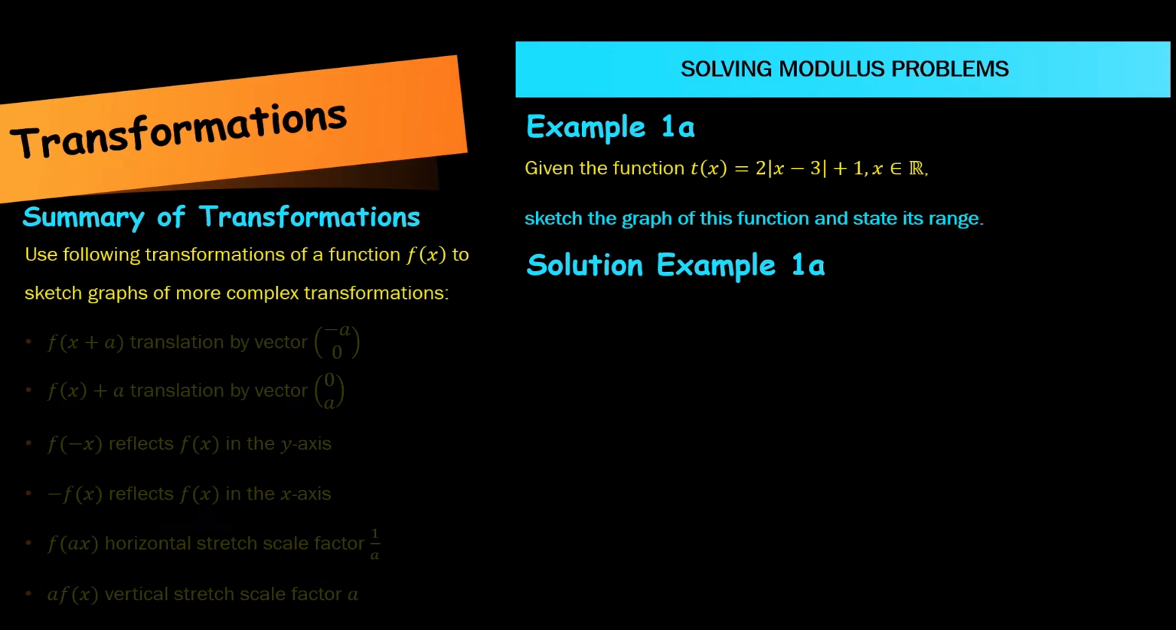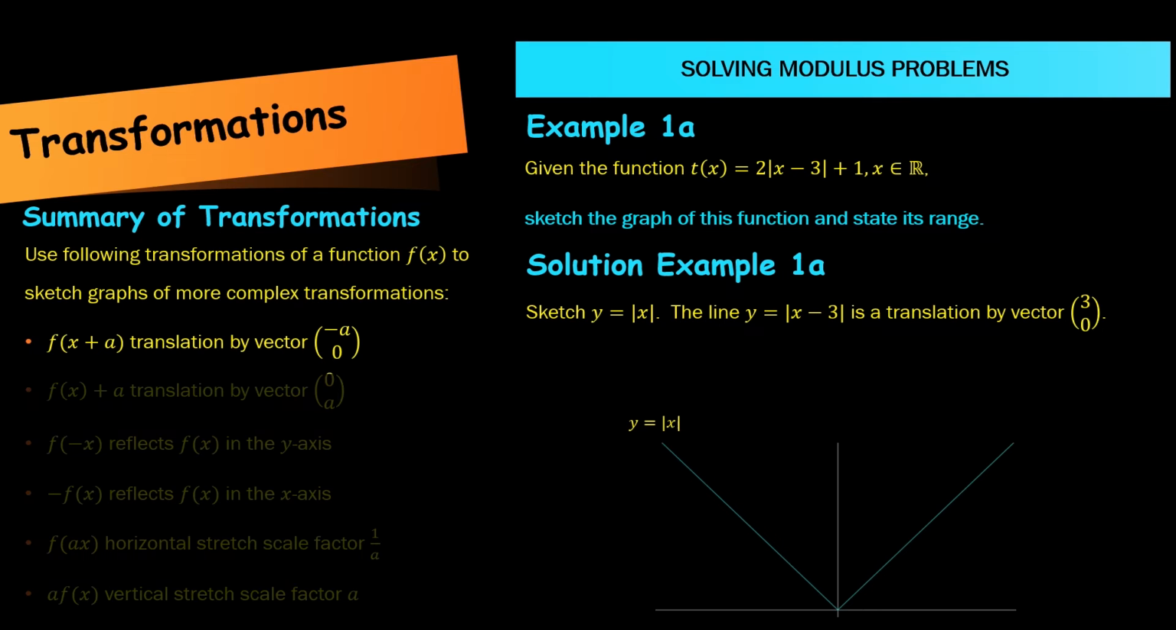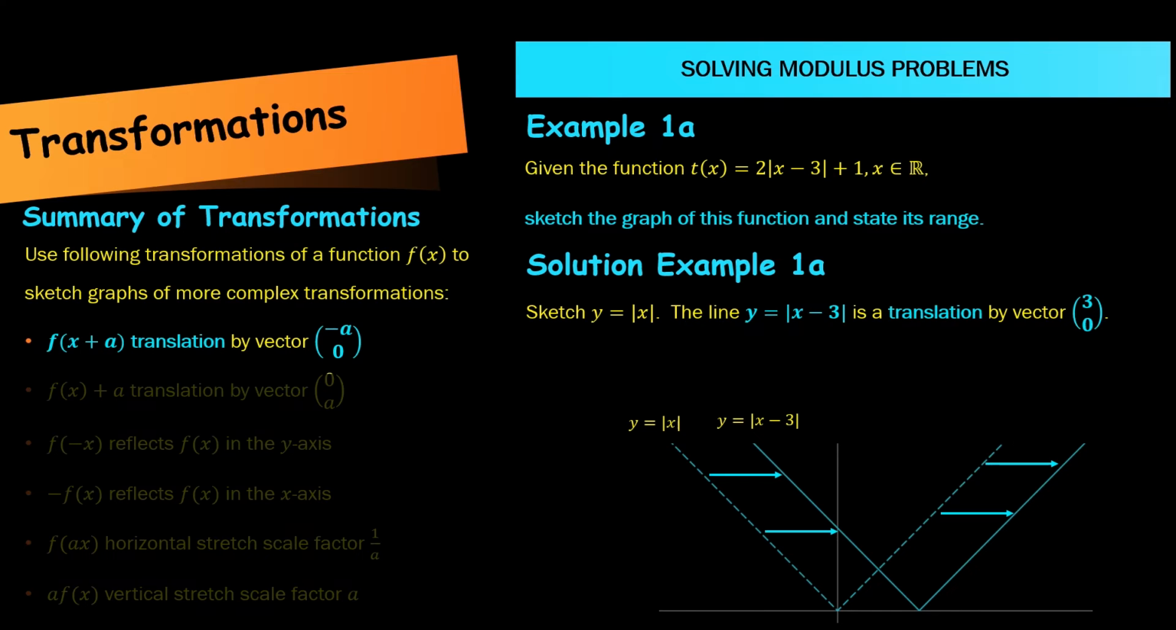So let's solve this. We begin by sketching y equals mod x. Clearly, this isn't the function that we're looking for, but it is going to start to help us in stages lead to this function. So here's a sketch of y equals mod x. The line y equals mod x minus 3 is a translation by the vector 3, 0. And y equals mod x minus 3 looks something like this.